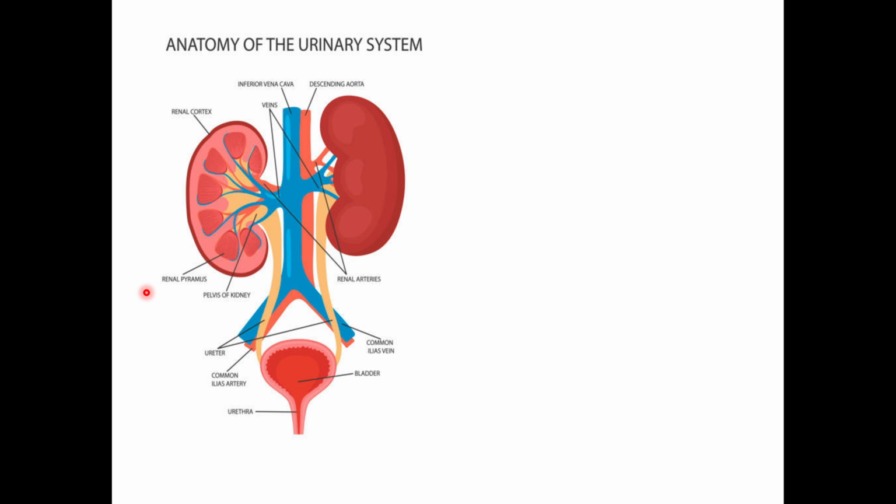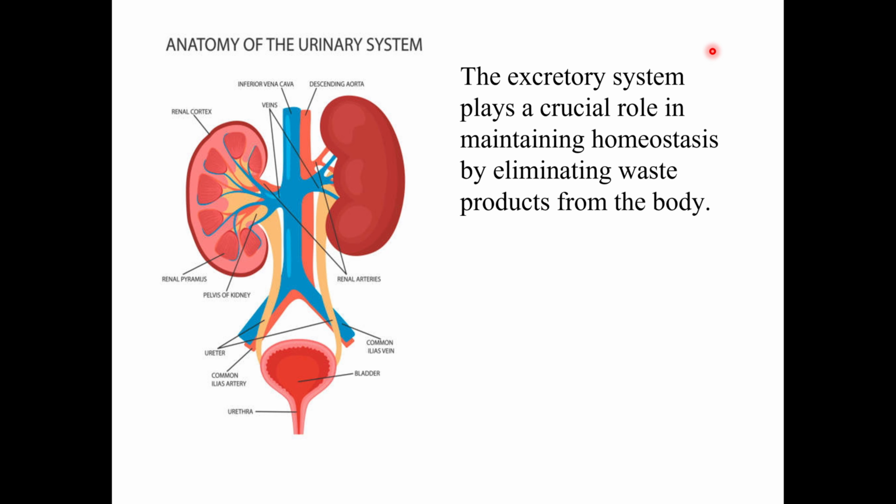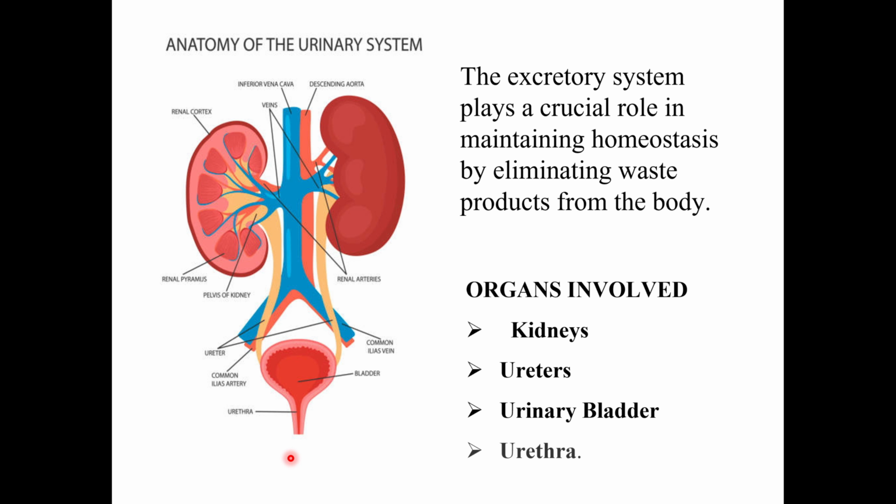Today we are here with a new topic about the anatomy of the excretory system. So today we will talk about this topic in more detail. This excretory system plays a very crucial role in maintaining homeostasis by eliminating waste products from the body. The primary organs involved are the kidneys, ureters, urinary bladder, and urethra. So let's begin this topic in more detail.